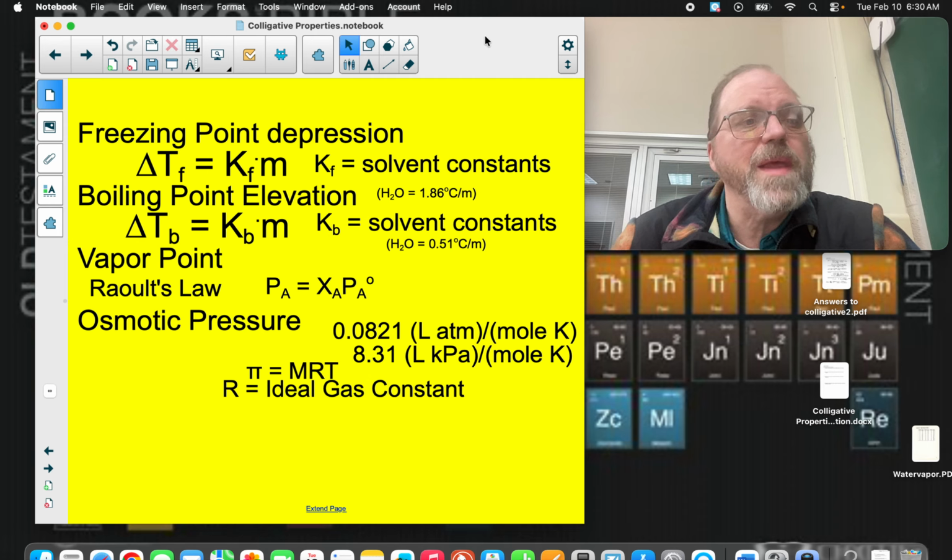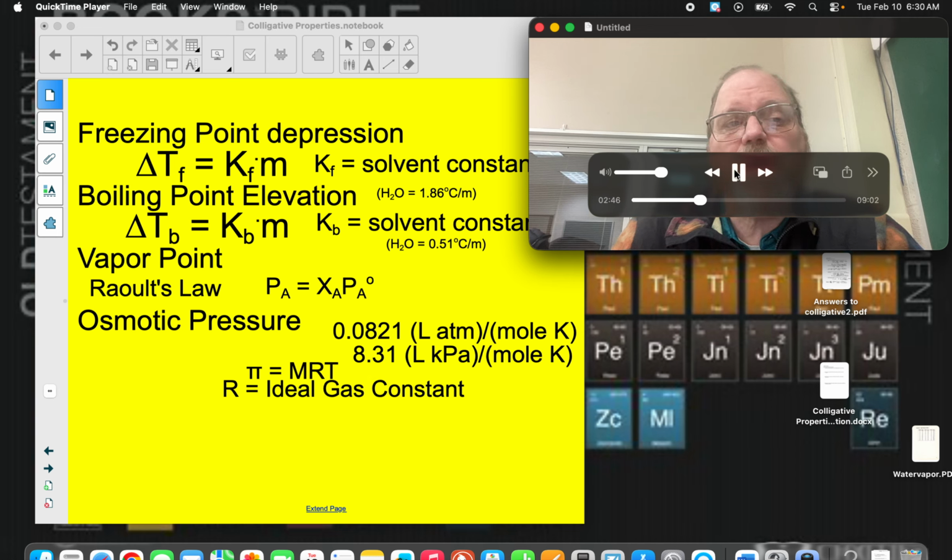Well, again, those are either 0.0821 liters atmospheres per mole Kelvin or 8.31 liter kilopascals per mole Kelvin. All right, awesome. So, let's start a problem. I said those backwards, I'm sorry. 8.31 liter kilopascal per mole Kelvin or 0.0821 liters atmospheres per mole Kelvin.